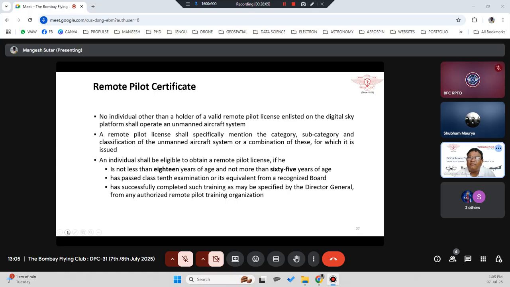Micro, if you are doing it for commercial, you need to take permission. For non-commercial, you don't require it. Clear? And anyway, for small, medium, and large, you require permission. So I hope now the zones and the approvals are cleared.